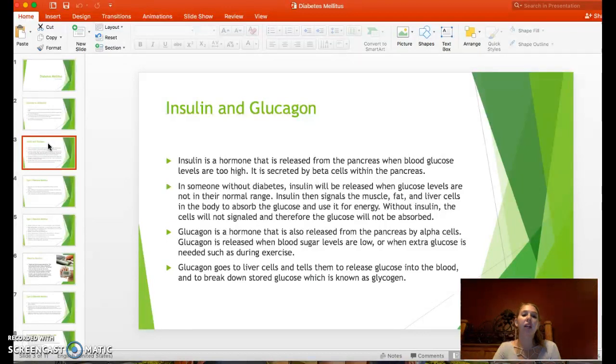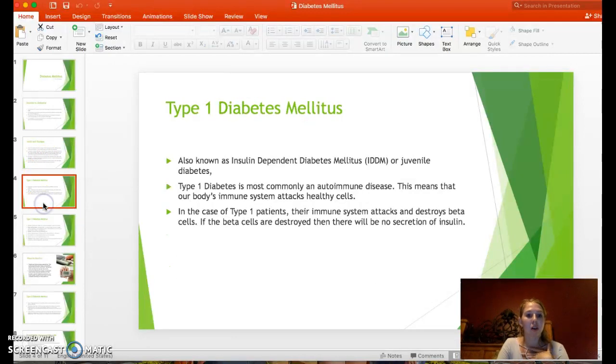And glucagon can tell you that you're hungry, so then you're going to want to eat more as well. It also goes to the liver cells and tells them to release more glucose and also to break down the stored glucose, which, as I said, is also known as glycogen.